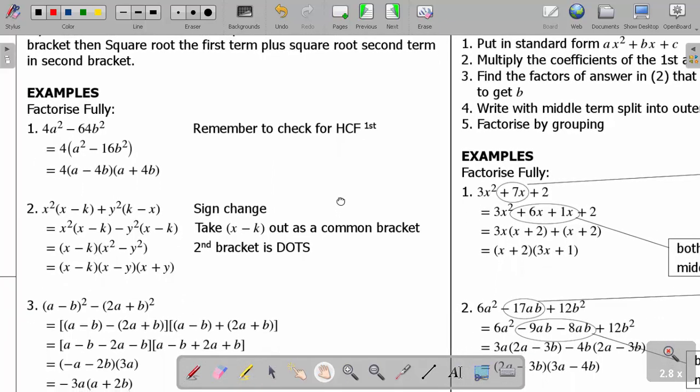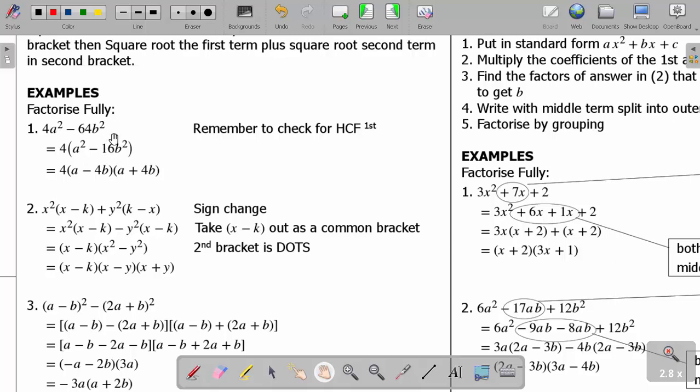Okay, for example, let's factorize fully here. This is 4a squared minus 64b squared. Now if I check here, I can see that there's a common factor, which is 4, because 64 is the same as 4 times 16. So if I take it out, I'm going to have a squared minus 16b squared. What is 16? Same as 4 squared.